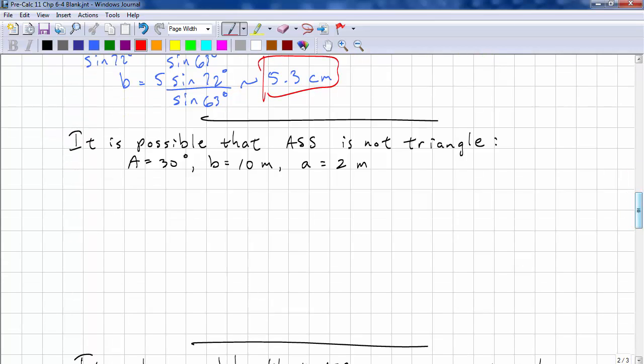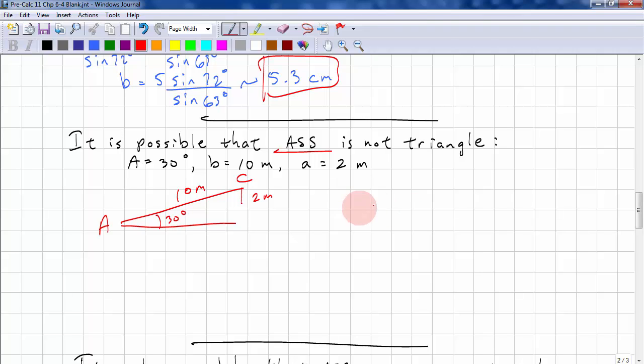Okay, now it's very possible that ASS is not a triangle. And there's a reason why we say ASS versus SSA. It's to remind you to be careful because you do not want to assume anything. So let's draw out this triangle. So this is 30 degrees. That's A. And this is 2 meters. And B is 10 meters. So we don't know where B is exactly at this point, but let's call that one C.